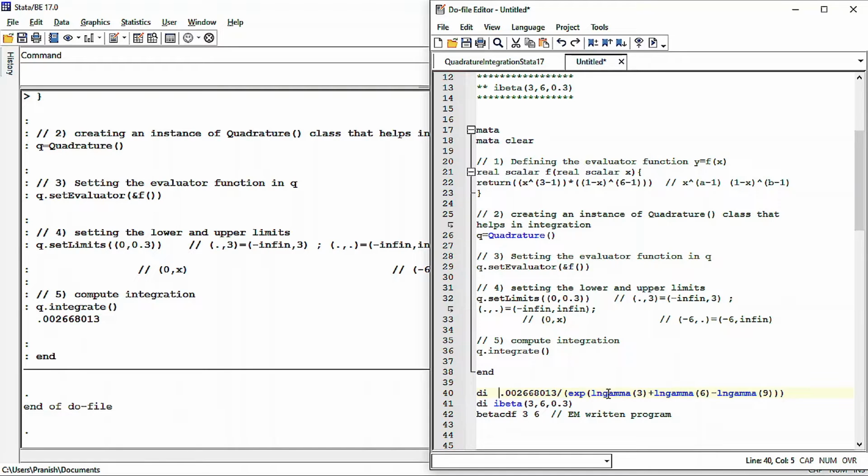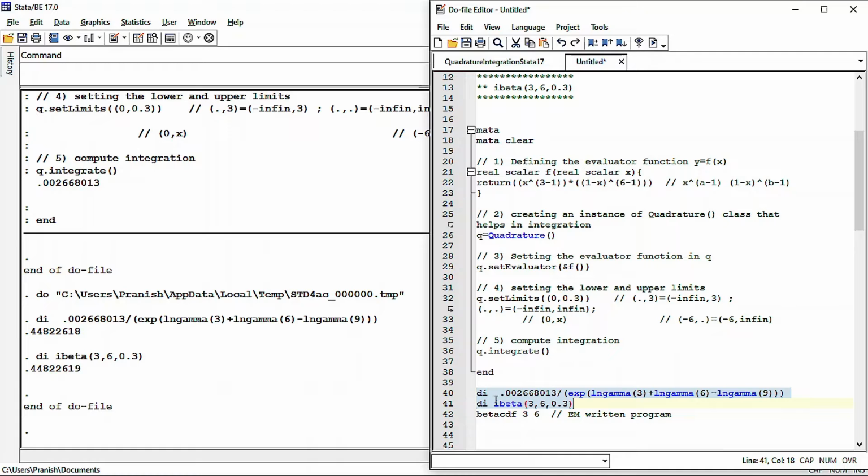And this complete beta function can be expressed in terms of gamma as gamma A times gamma B divided by gamma A plus B. Now let us see whether we can verify it. ibeta is the Stata function to calculate the CDF of the beta distribution. For the parameters A and B, 3 and 6, and the value of x is 0.3. So what is the probability of getting 0.3 or less than 0.3?